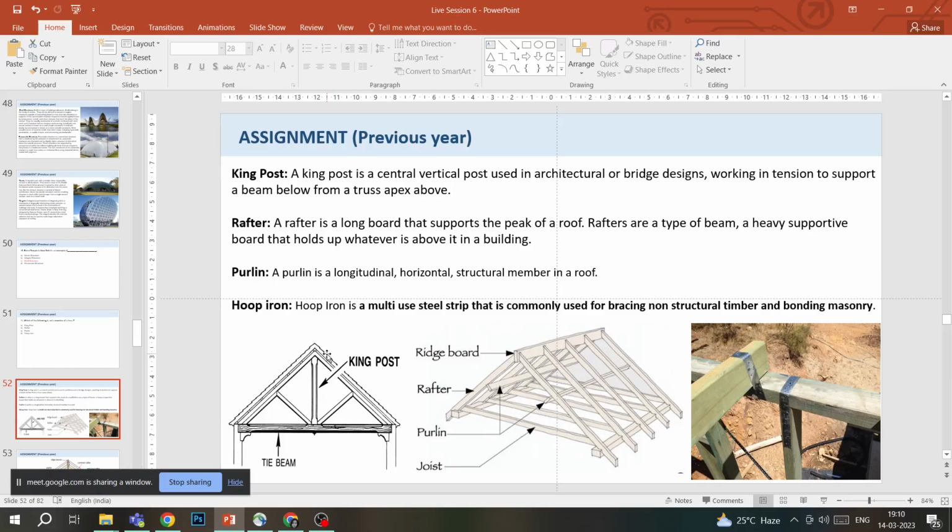Then a hoop iron, it's a multi-use steel strip. Hoop iron is a steel strip that is commonly used for bracing non-structural timber and bonding masonry. So it is used with timber, and it's also used with masonry. Basically, the iron is put with the timber or in between the masonry to provide more bracing. So that is hoop iron.